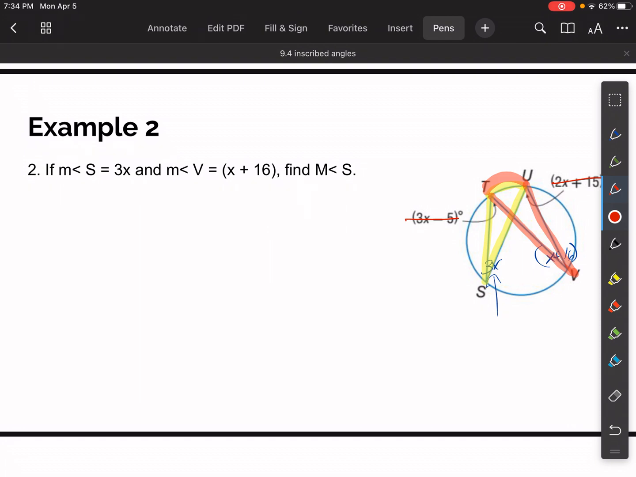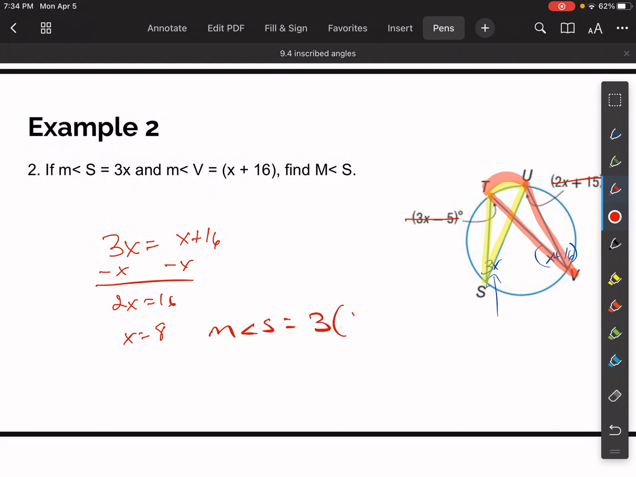So we have 3x has to equal x plus 16. Let's just solve this real quick. We subtract x from both sides, we get 2x is equal to 16, so x is equal to 8. Therefore, the measure of angle S is equal to 3 times 8, because it's 3x, and x is equal to 8. So the measure of angle S is equal to 24 degrees. That's example 2.